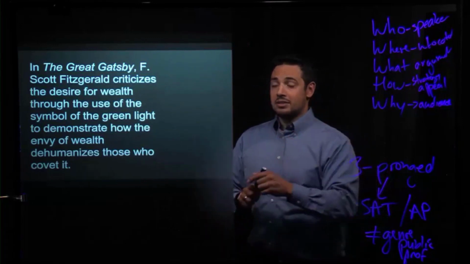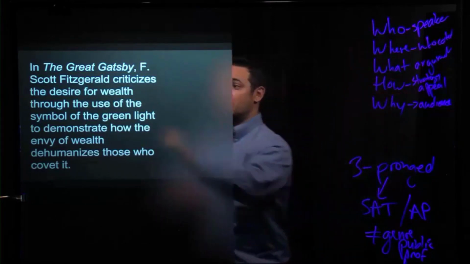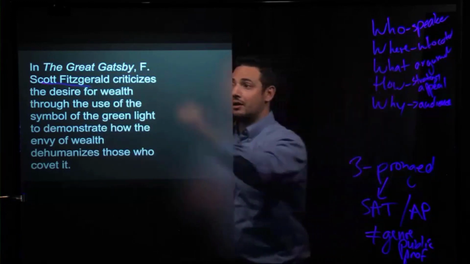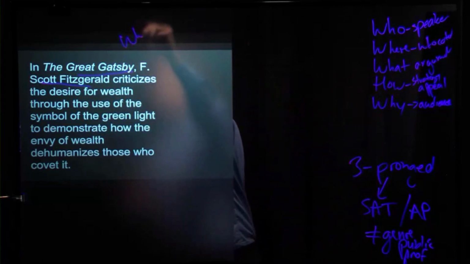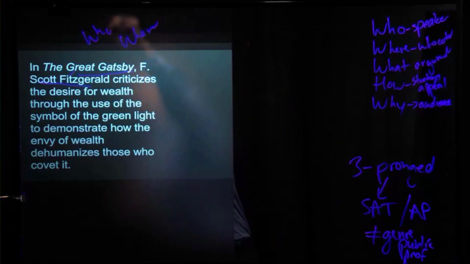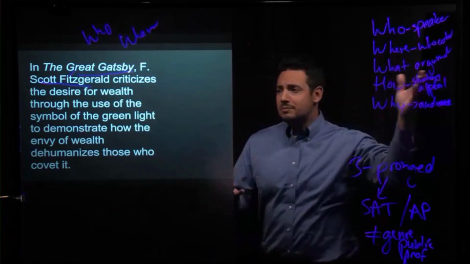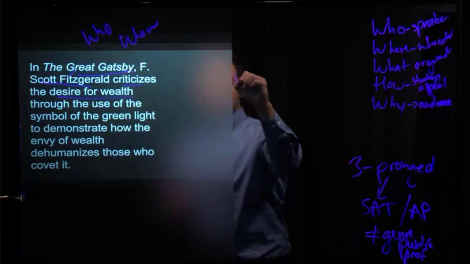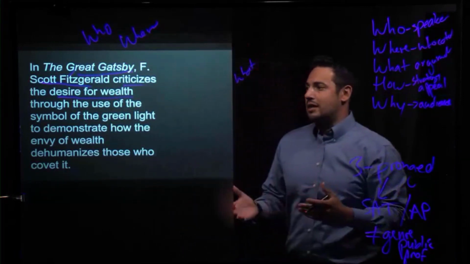So right away we can start to look for these questions here. Who is the speaker of this text? We have F. Scott Fitzgerald. Where? We're thinking about The Great Gatsby. And then you're asking, what is being argued? Well, it's being argued that there is a critique of wealth. So we clearly see that as the what happening there.